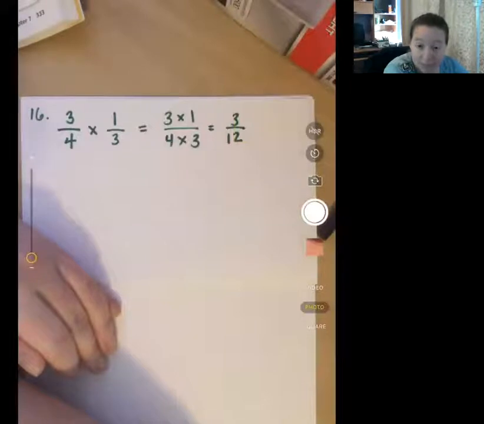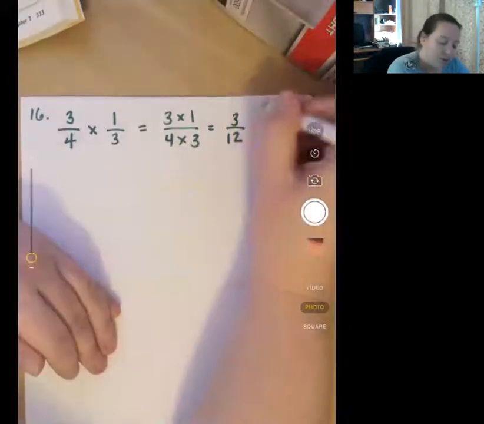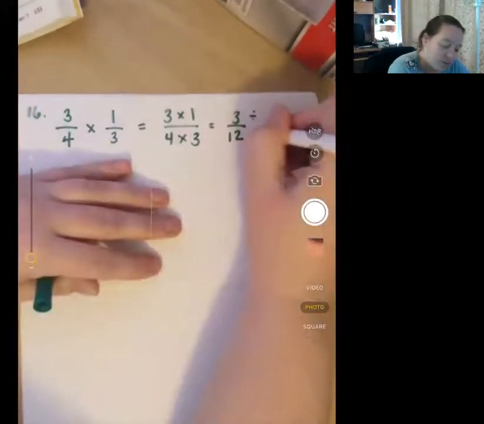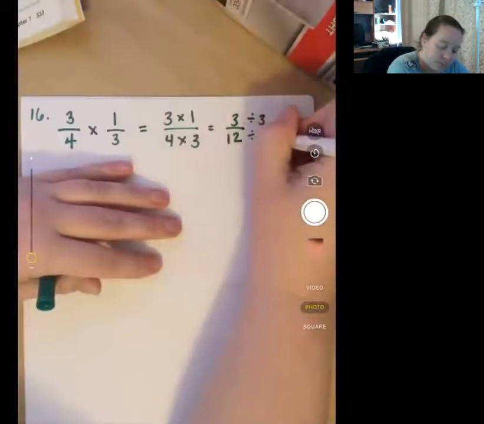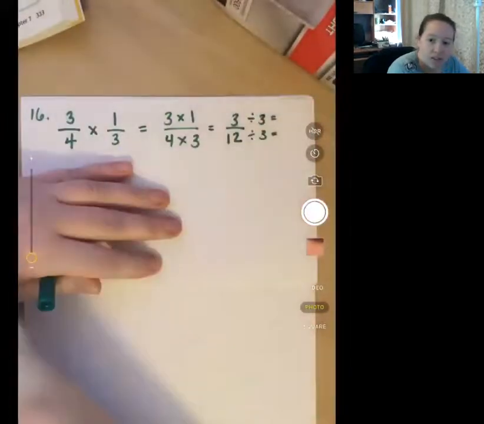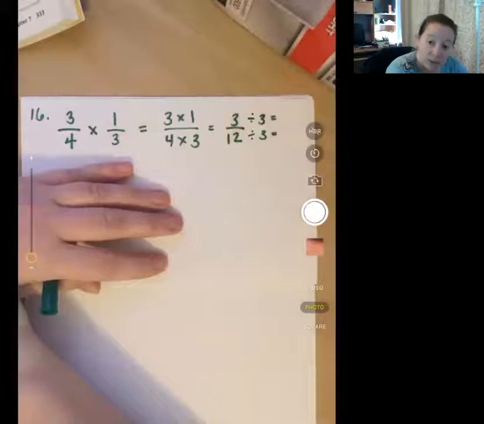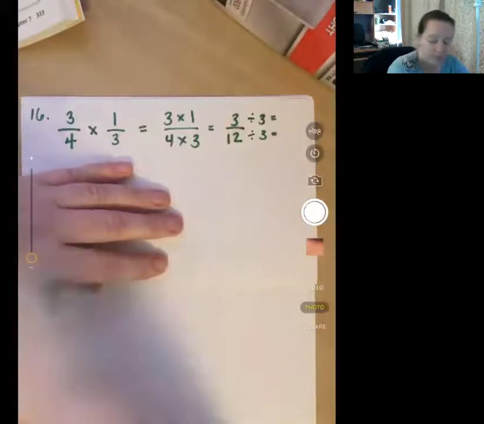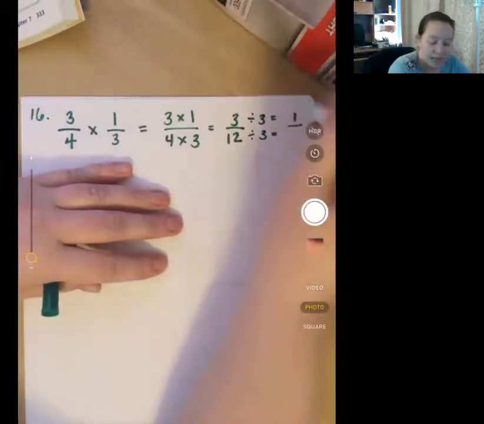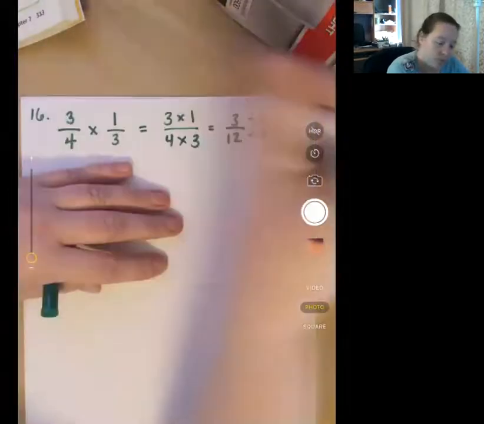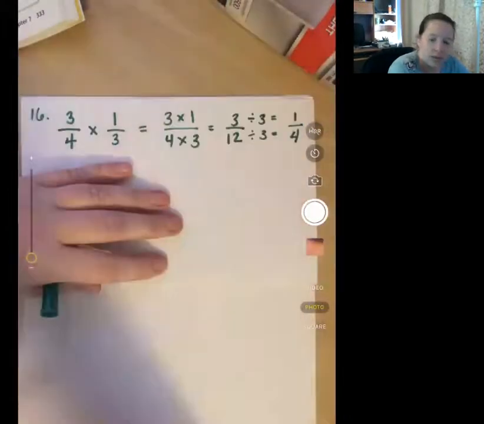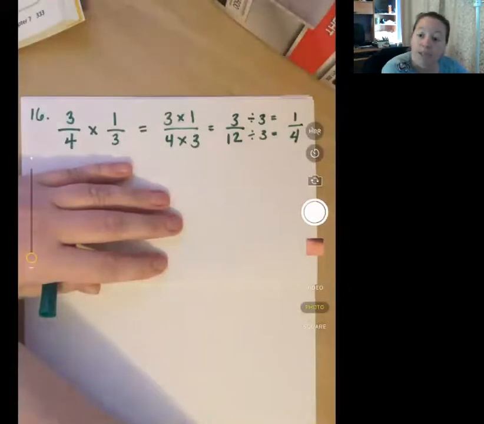Are we done now? Okay, so now we can divide out the 3, because a 3 will come out of both a 3 and a 12. 3 divided by 3 is 1, and 12 divided by 3 is 4. So the answer for our problem is 1/4.